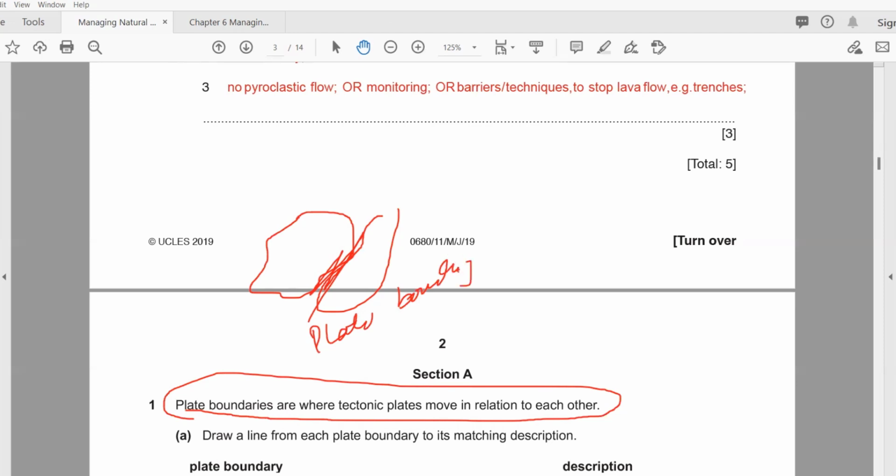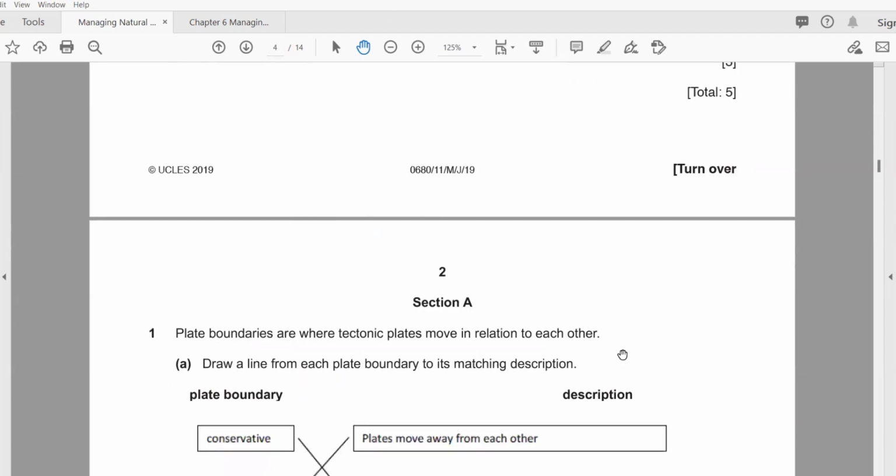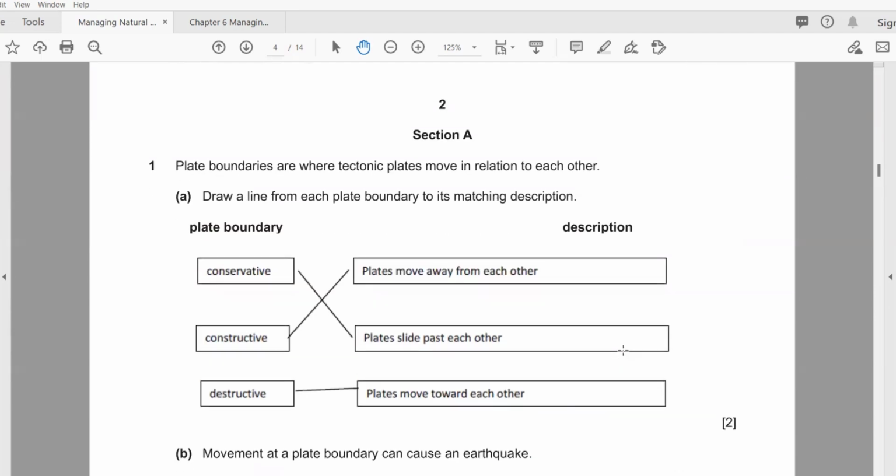Now they already give a question here, so I already solved it for you. For example, in the exam, these arrows are not there. I did it for you. So conservative. Remember the three types of motion we studied. Conservative motion means plates slide past each other. Constructive, plates move away from each other.